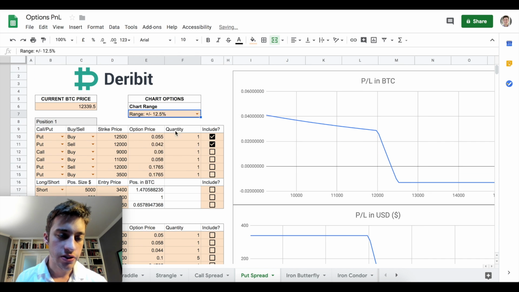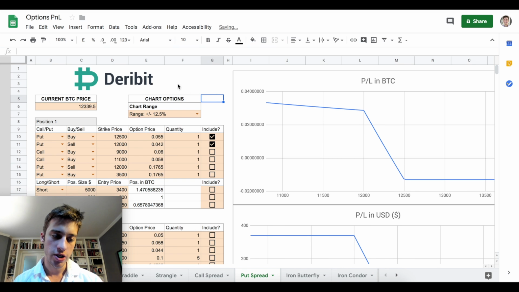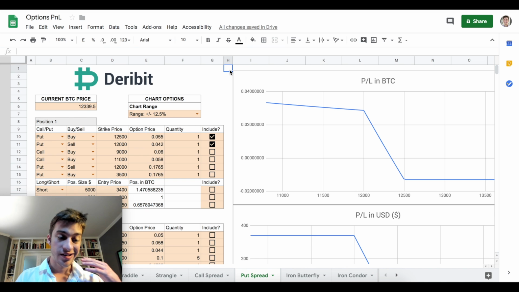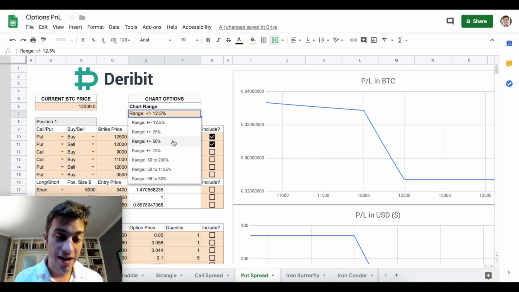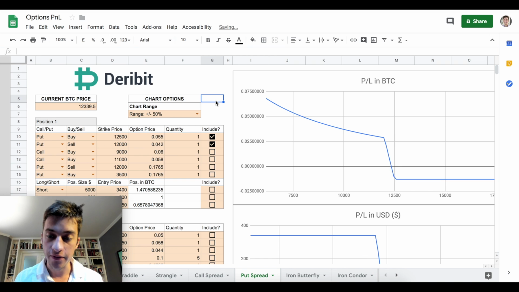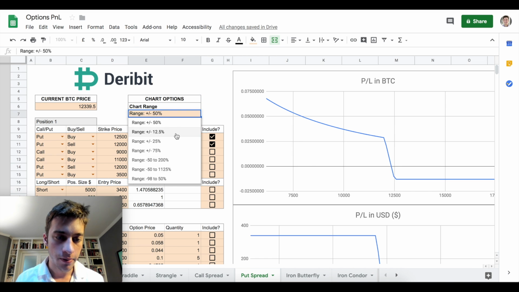But I typically like to just use 12.5% fluctuation because I think it's a little bit better. But of course, if you're looking at options that expire in 6 months, then you may actually want to use something a little bit higher, like 50%. Seems more fair if your options are expiring in that long amount of time.